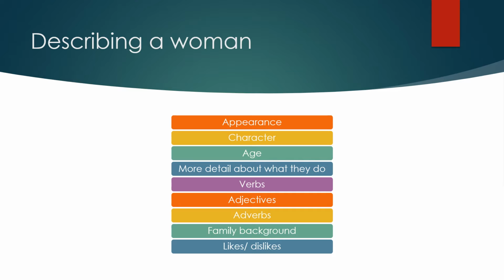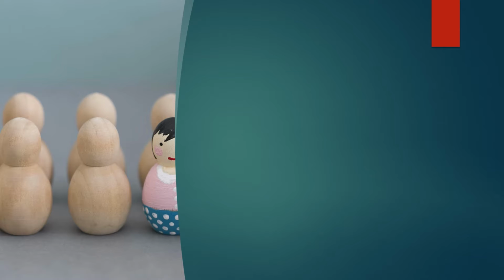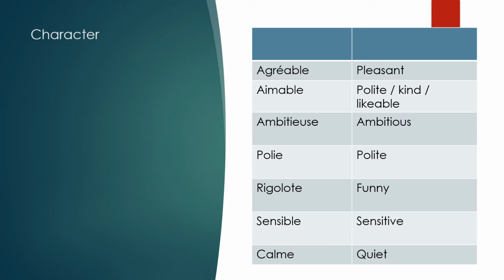So you can also talk about her family background. You can talk about her likes, you can talk about her dislikes. Now today we're going to be talking about the woman's character. So we're going to be basically talking about the character of the woman. And to talk about somebody's character you need adjectives, and we're going to be looking closely at French adjectives.